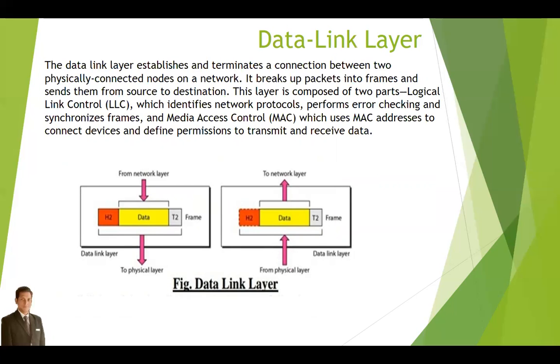Data link layer. The data link layer establishes and terminates a connection between 2 physically connected nodes on a network. It breaks up packets into frames and sends them from source to destination. This layer is composed of 2 parts. First part is logical link control, which identifies network protocols, performs error checking, and synchronizes frames. And second part is media access control, which uses MAC addresses to connect devices and define permissions to transmit and receive the data.